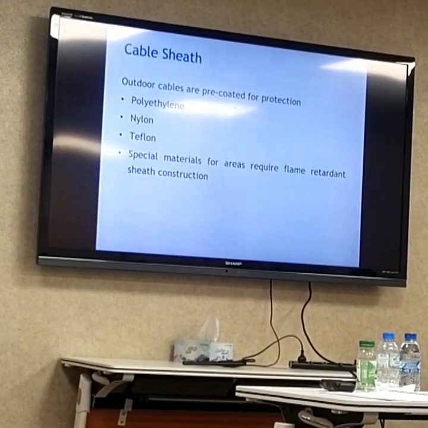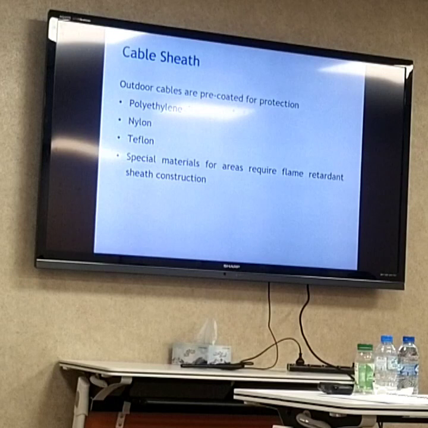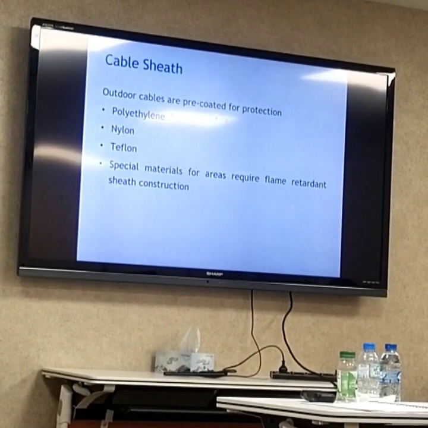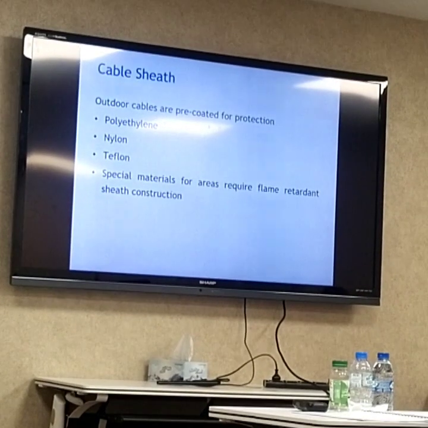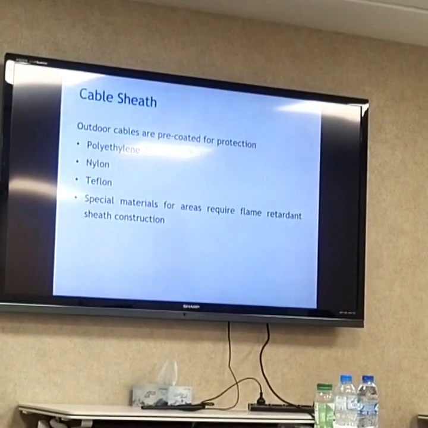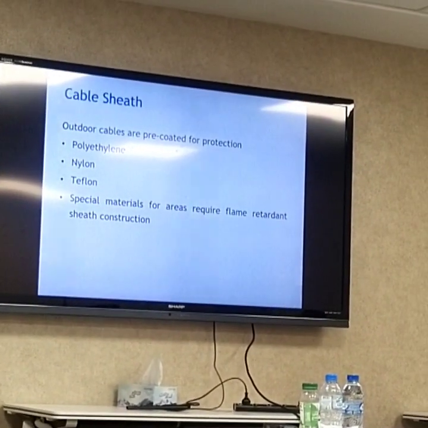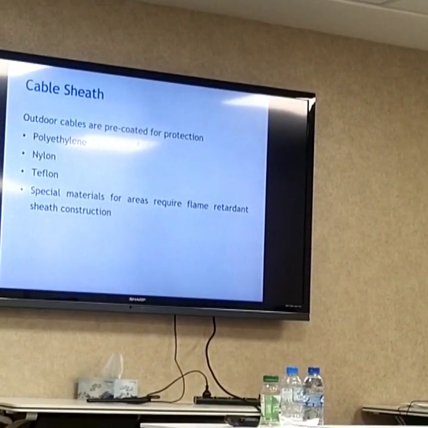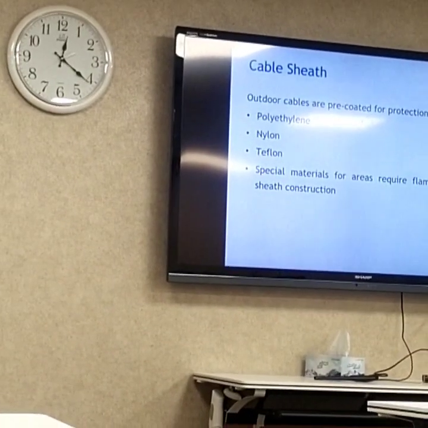Sometimes it's written in the sheet that the cable is fire retardant. Sometimes it's called fire resistant. Even in the specification given by the consultant, sometimes the consultant says, no, I need fire resistant. Sometimes he says, I need fire retardant. No idea.